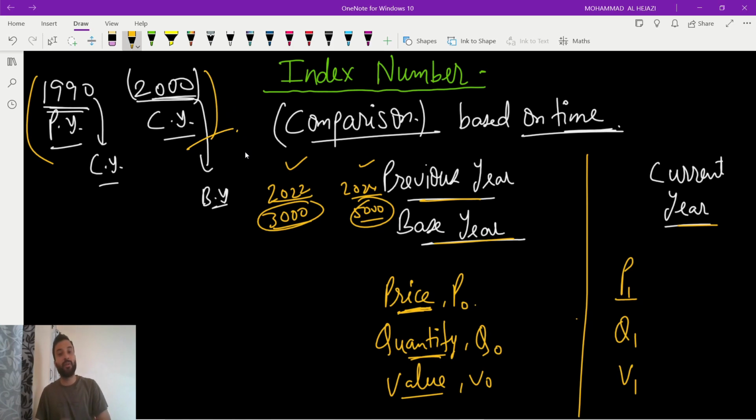And just understand the concept. The concept is, if they give the base year, you have to take that year as the base year, and the other will become the current year. If they are not given, then the lowest will be the previous year or the base year and the highest, the latest, will be the current year.